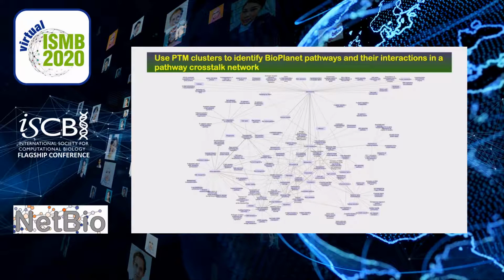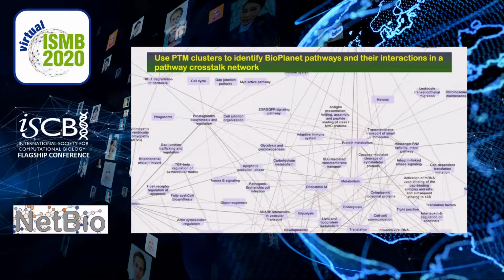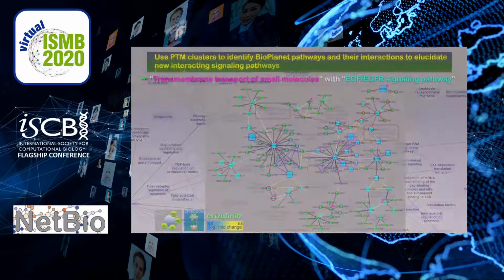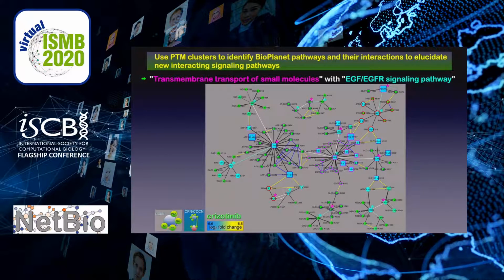So here's an example of a pathway crosstalk network from the data. If we zoom in on this, we can see a number of interactions among pathways. Let's zoom in further to focus on two pathways that don't have any genes in common, EGFR signaling pathway and transmembrane transporters. Transporters are potentially druggable, so this is worth looking at further.